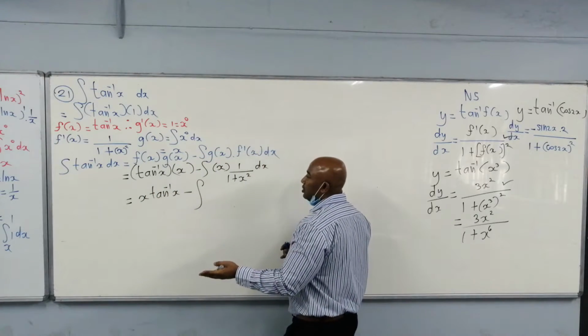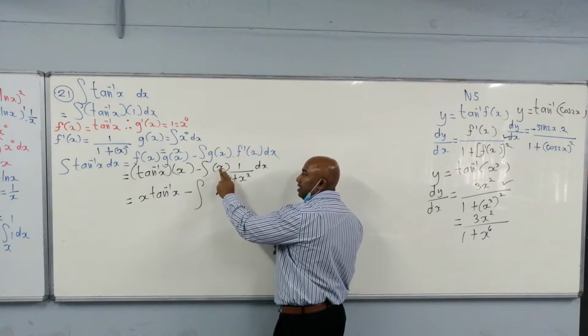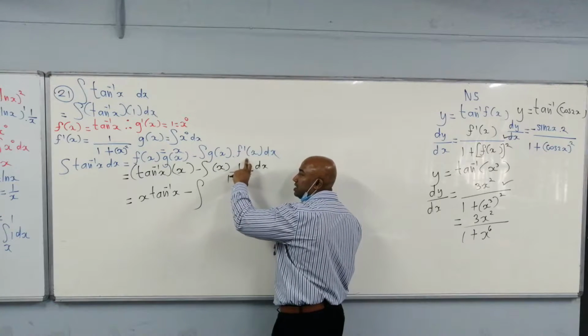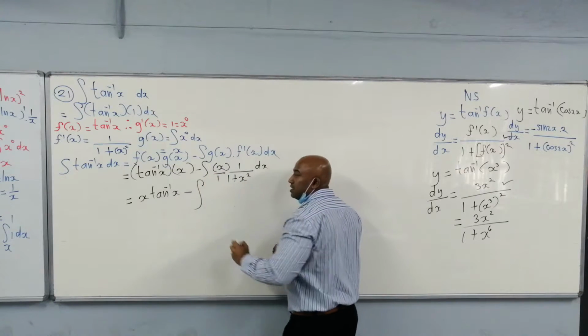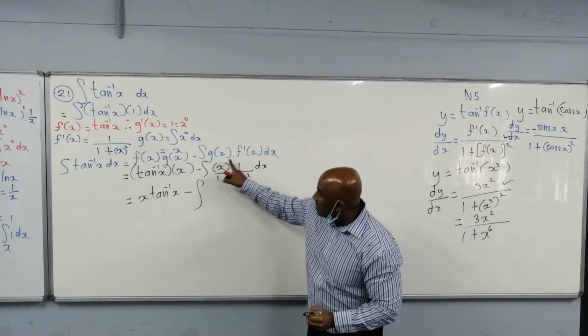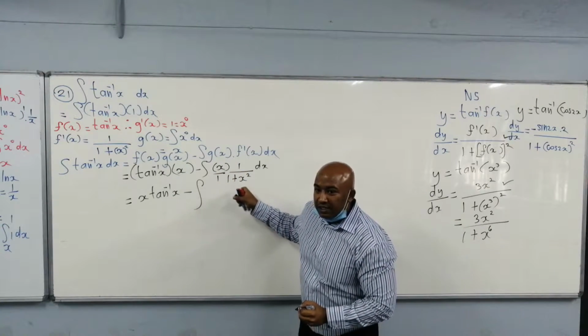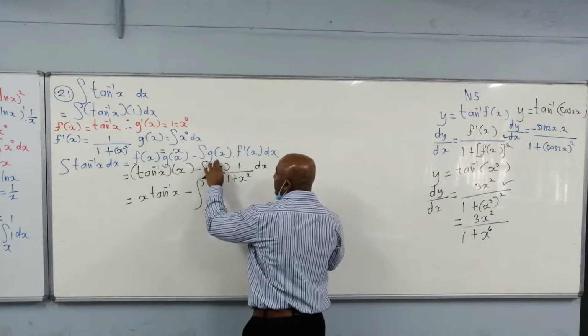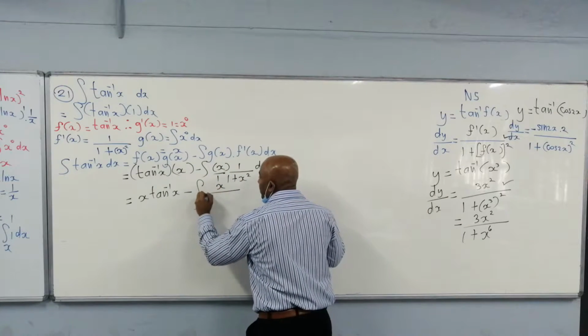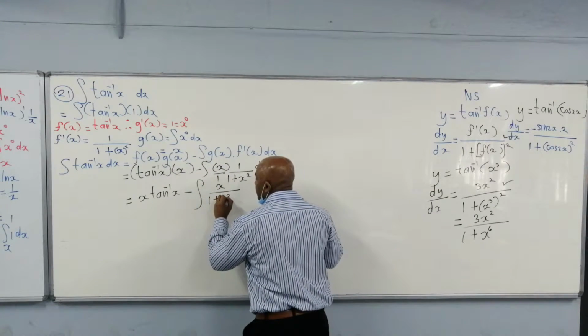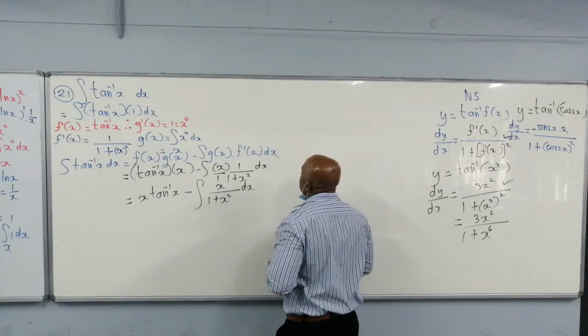So now what can I do here? I can only multiply x times 1 because this is a fraction times a fraction. Remember, x is just x over 1. So it's numerator times numerator, denominator times denominator. So x times 1 there is x all over 1 plus x squared.